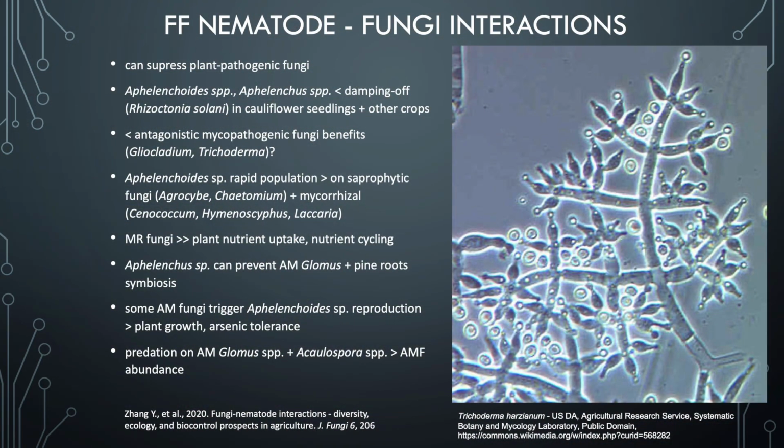The good news is that some of the fungal-feeding nematodes can suppress plant pathogenic fungi. So, for example, Aphelenchoides and Aphelenchus species can reduce or suppress damping off disease in cauliflower seedlings and other crops that is caused by Rhizoctonia solani. They can also reduce antagonistic mycopathogenic fungal benefits.